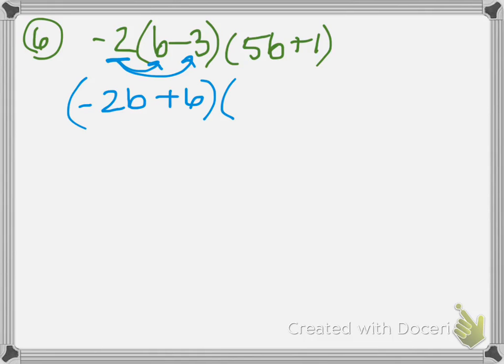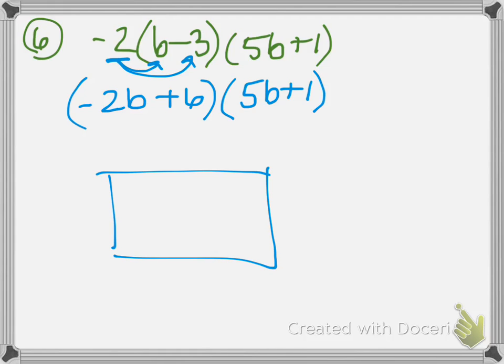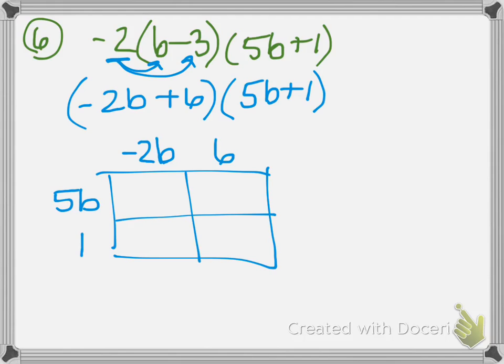And now I can FOIL or use the area model to multiply my last. So I'll use the area model. If you used FOIL, either way, we'll get the same solution. This will be 5b and 1. So negative 2b times 5b gives me negative 10b squared. 6 times 5b is 30b. Negative 2b times 1 is negative 2b. And 6 times 1 is 6.